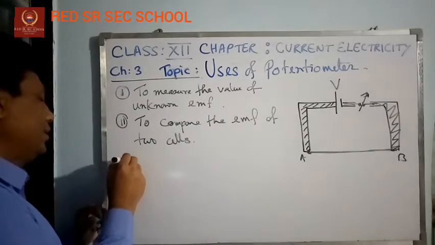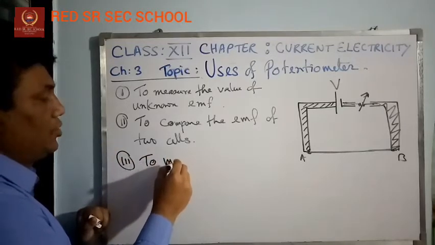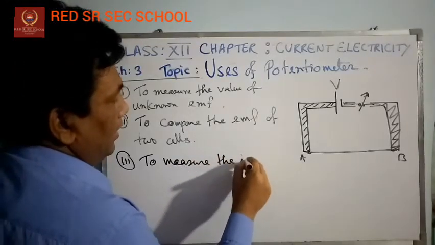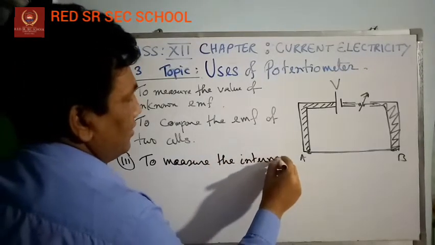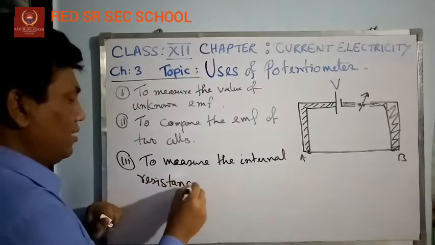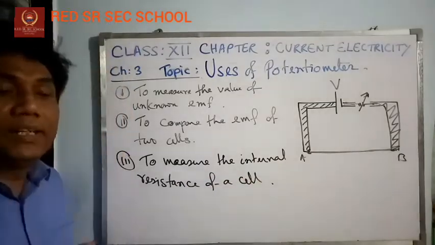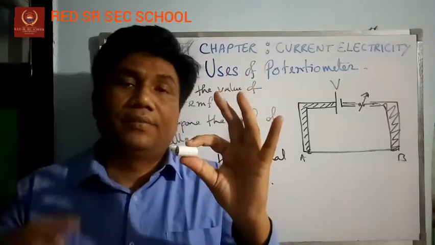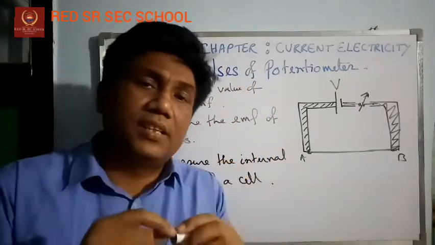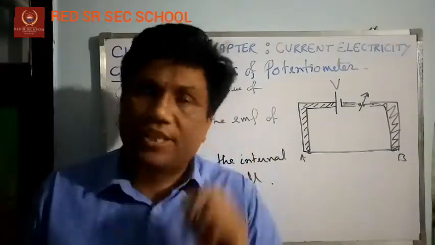And the third use, to measure the internal resistance of a cell. What is the internal resistance? If current passes through a cell, the current gets some obstruction inside the cell itself. That obstruction from the cell itself is called internal resistance.